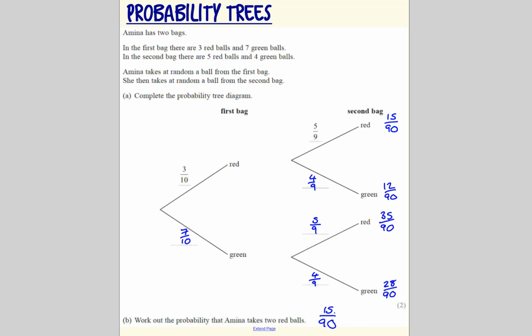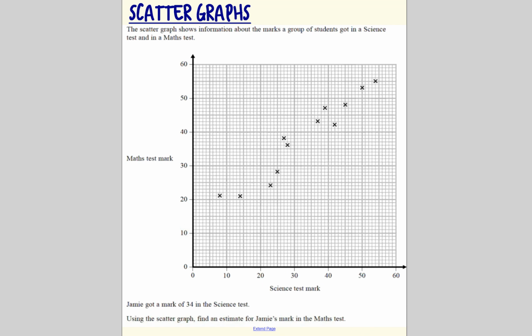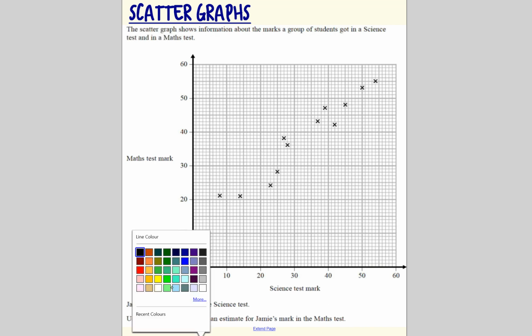The next skill I want to look at is scatter graphs. This is quite common. We haven't seen it yet. The first thing you should always do when you get a scatter graph question is draw a line of best fit.